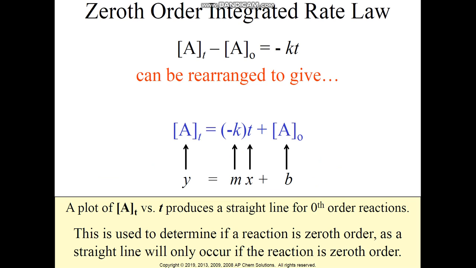Anything else, and we'll look at this in a moment just to show you, if you're looking at something that is a first order or anything else, it's not going to be a straight line. The only one that is going to give you a straight line is going to be the zeroth order. Anything else is going to give you something that's curved.